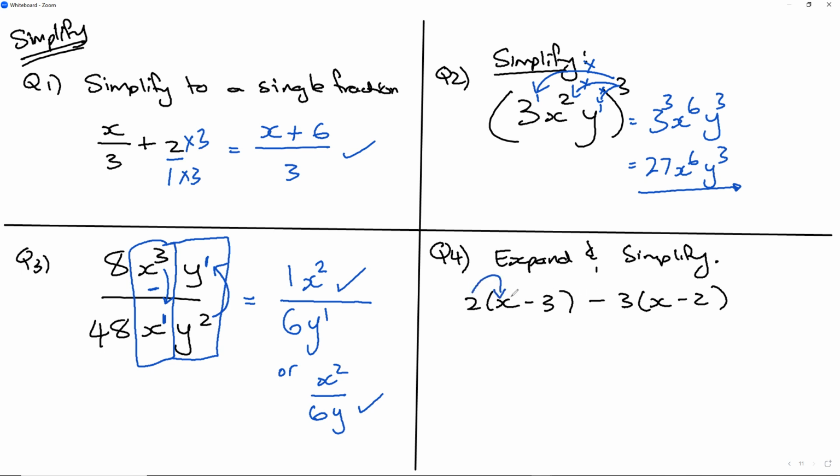Alright, the next one. 2 multiplies by x getting me 2x. 2 multiplies by negative 3 getting me negative 6. Negative 3 times x gets me negative 3x. And negative 3 times negative 2 gets me positive 6.